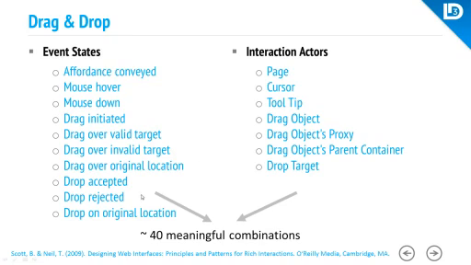So Bill Scott here, who was one of the first who wrote about that specific example here 3 years ago, actually 4 years ago almost, said there's about 40 combinations that actually make sense between event states and the interaction actors. Obviously, not all of those combinations make sense.